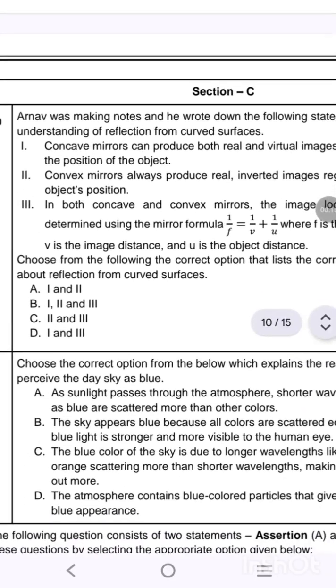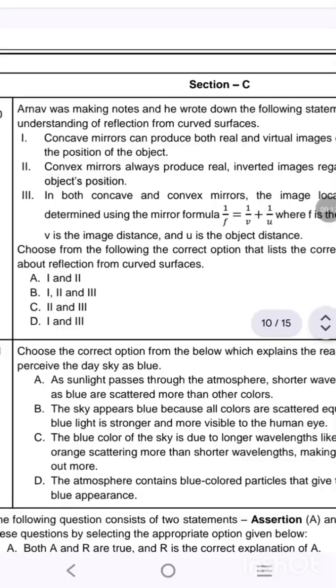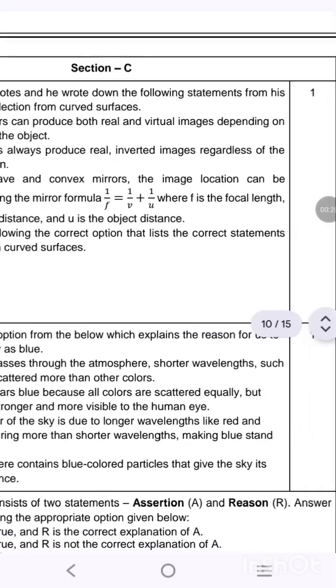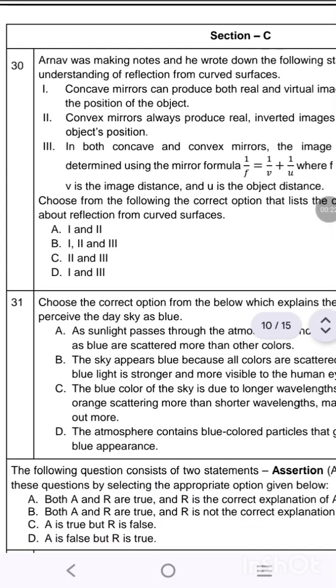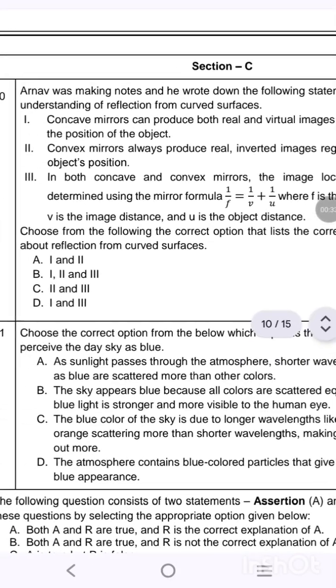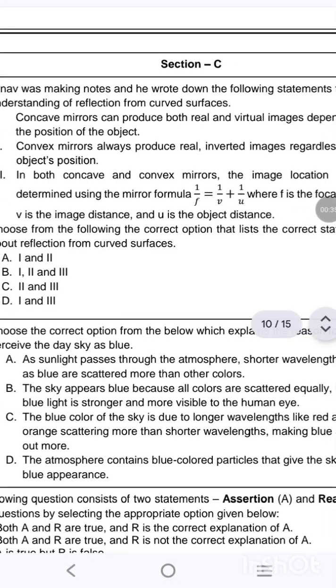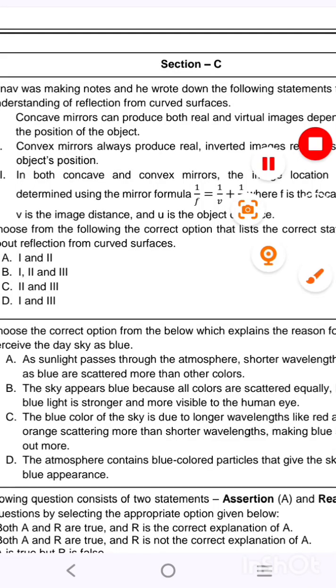The first portion: Arna was making notes and he wrote down the following statements from his understanding of reflection from curved surfaces. First statement, what they are telling: concave mirrors can produce both real and virtual images depending on the position of the object. So, let's have a look at this discussion.